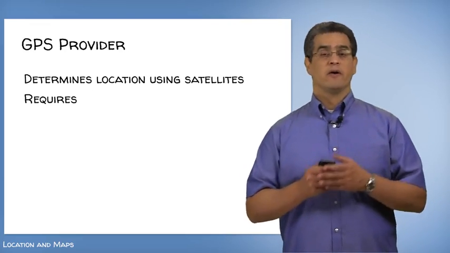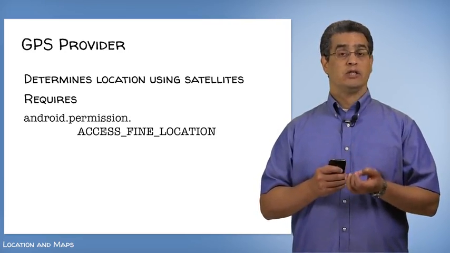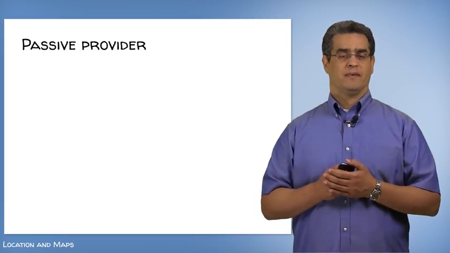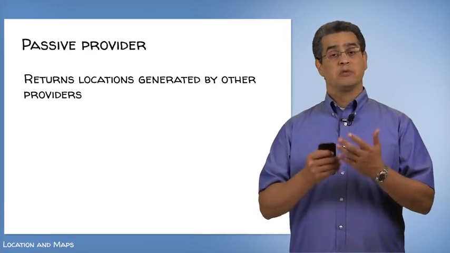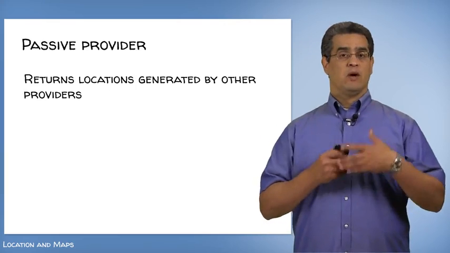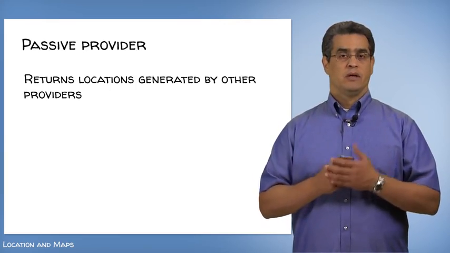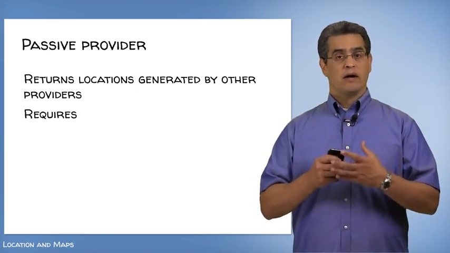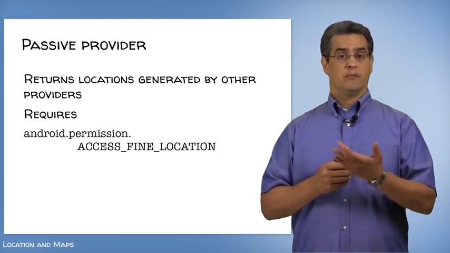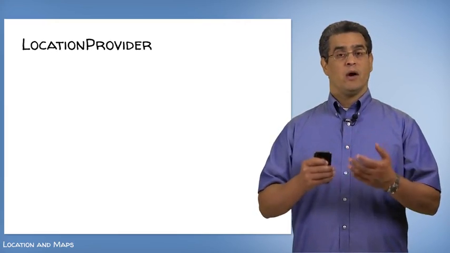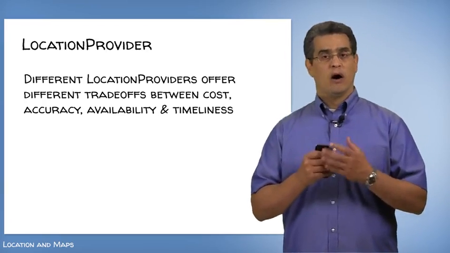To use this provider, you must declare the ACCESS_FINE_LOCATION permission. The passive provider doesn't actually turn on any devices. It just returns locations that happen to have been calculated through the requests of other applications. So using this provider requires that you declare the ACCESS_FINE_LOCATION permission.